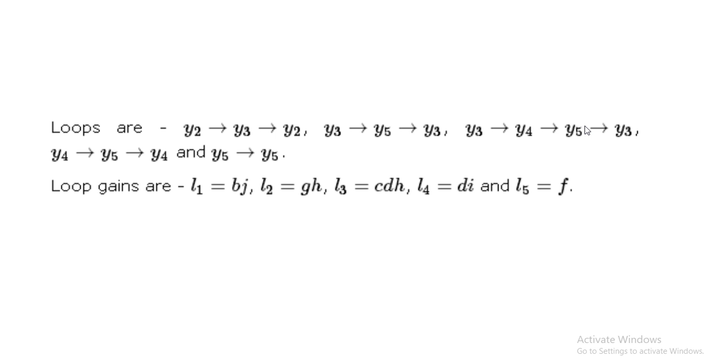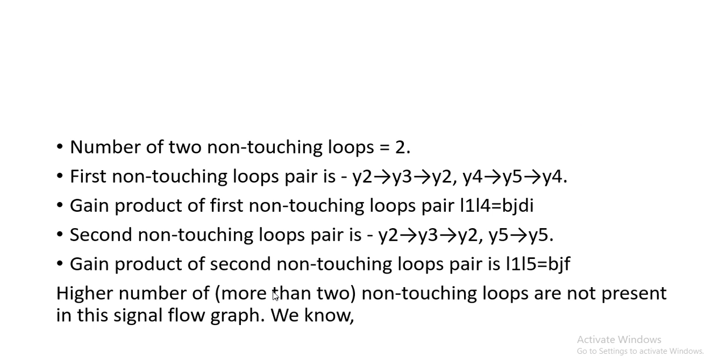So that's why we can say that more than 2 non-touching loops are not present. If you want to locate 3 non-touching loop pairs, you will not get any in this example, because there is no such pair. I think you got this. If you have any problem, you can contact me, because we have to see this carefully. If you observe carefully, it will be very simple.